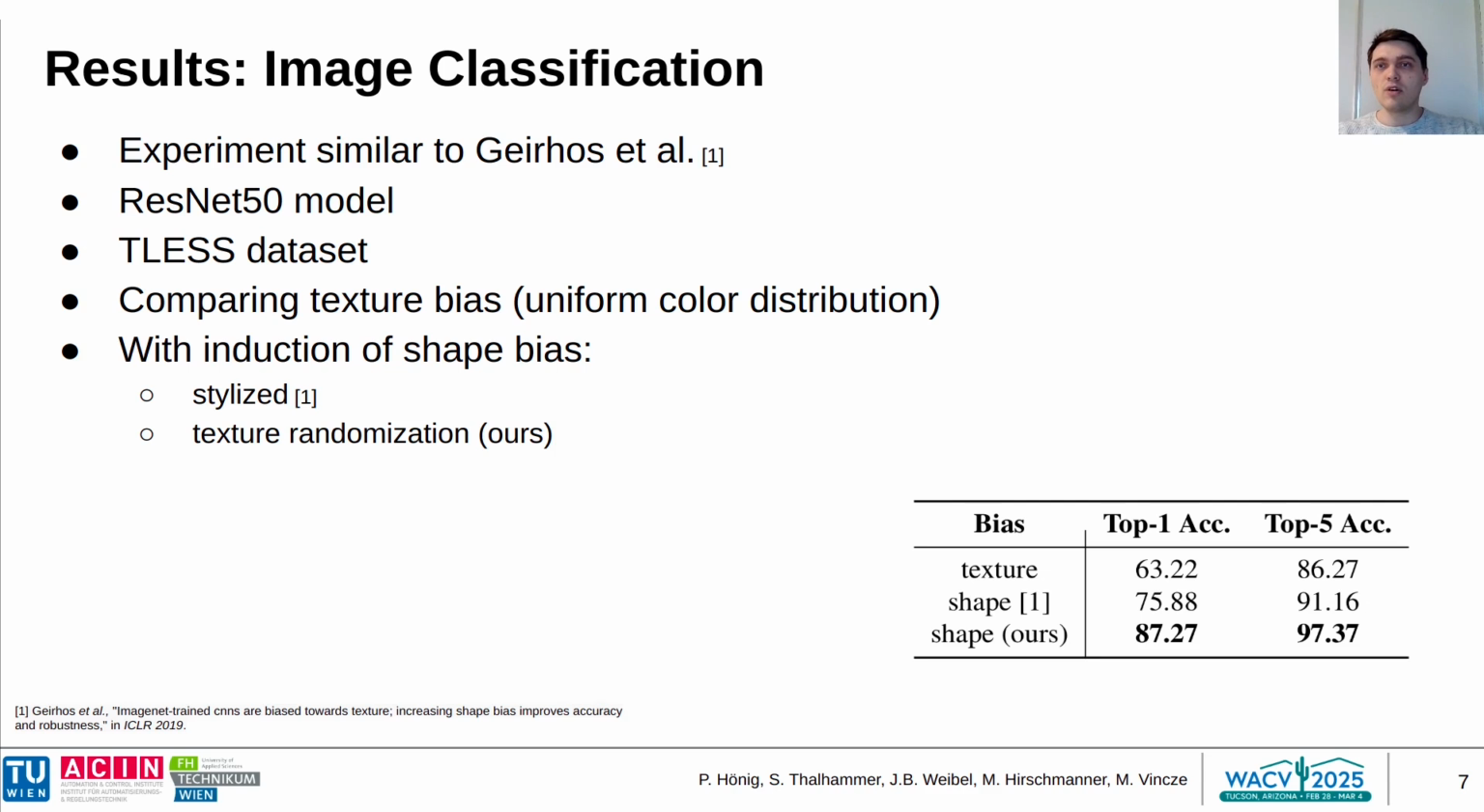So, let's talk about results, and first the image classification. In our experiment for image classification, we train a ResNet-50 model on the TLES dataset. We conduct experiments on TLES variants with the uniform color distribution, which will induce a texture bias. Then we will compare that to the induction of the shape bias with the stylization and the texture randomization. Now, please look at the table on the right bottom side. As it is shown in this table, our method of inducing a shape bias via texture randomization outperforms the shape bias via stylization and the texture bias via uniform color distribution.